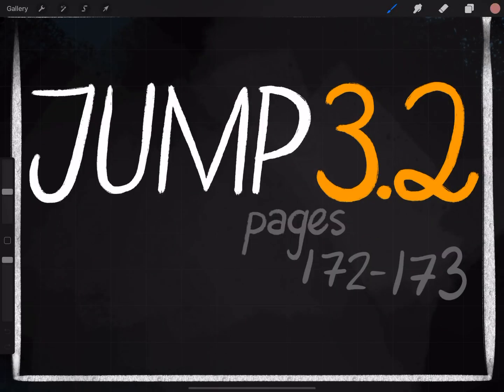This is our next jump lesson for pages 172 to 173. It's called Area and Perimeter.